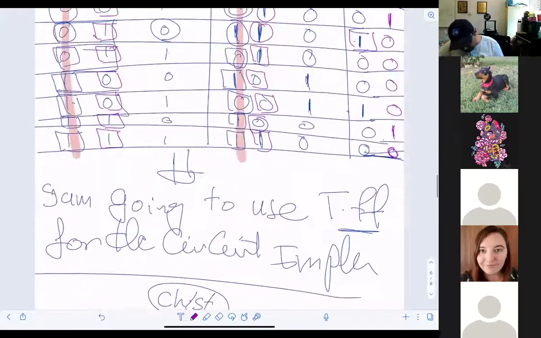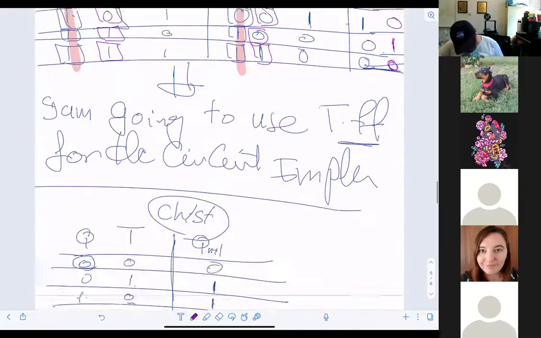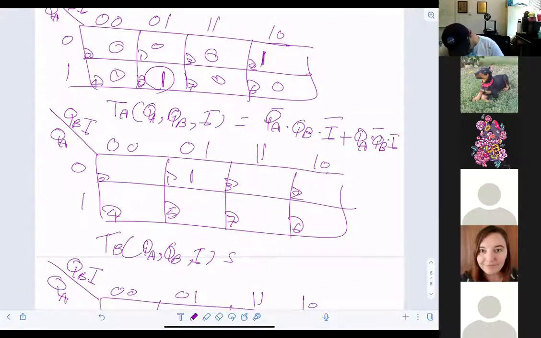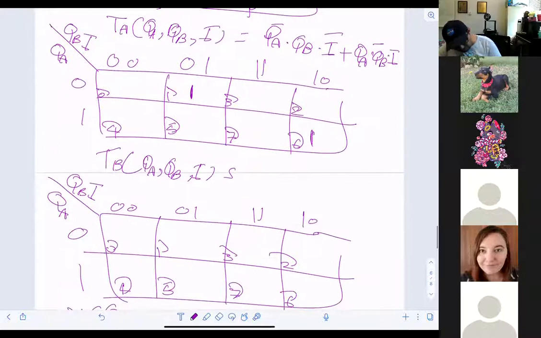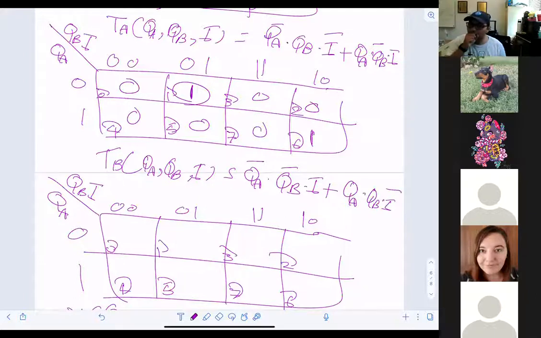Now we are looking for TB. Where is our TB? TB, we have 1 and 6, right? 1 and 6, 2 terms also. You know, there is no relation or any possible grouping we can do, right? So this one is going to be what? QA complement, QB complement, and I, or with the QA with QB with I complement. Everybody agree? Now we're going to look at the third in a row, which is Y.